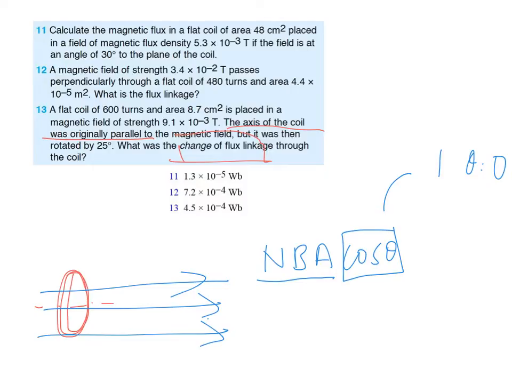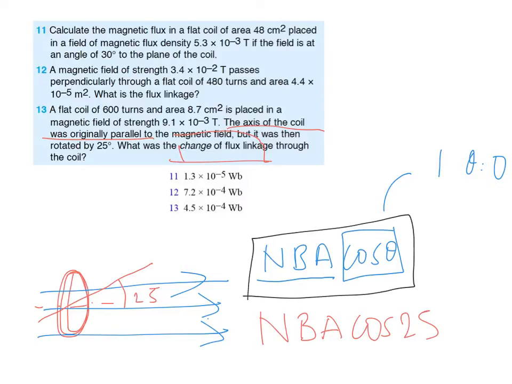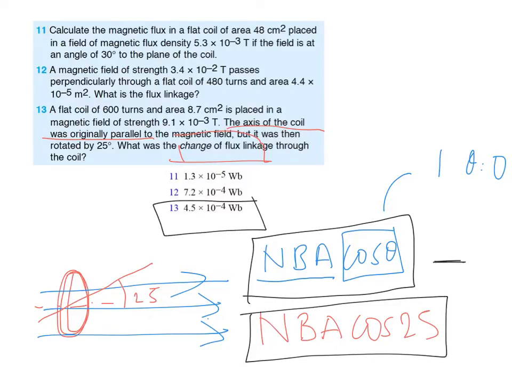Now, when you move the coil to an angle of 25 degrees, you need to work out your new flux linkage, NBA cosine 25. Your actual answer would be this minus this, which will give you your answer, 4.5 times 10 to the minus 4.